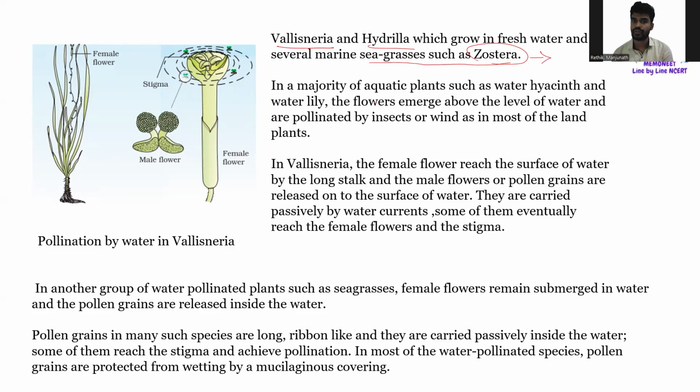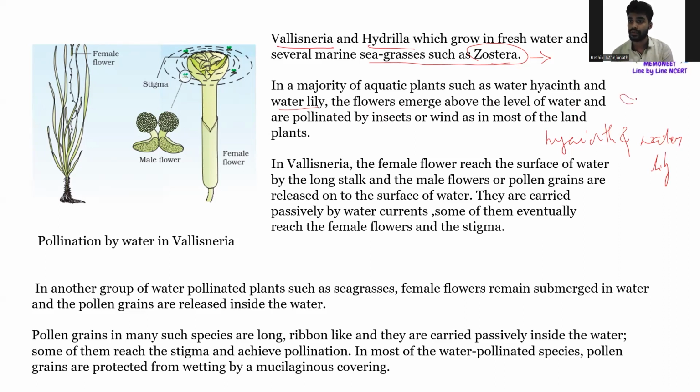So in the majority of aquatic plants, here they have given two examples, such as water hyacinth, Eichhornia, as well as water lily. They normally pollinate in the water. How? Normally the flower emerges above the level of the water.